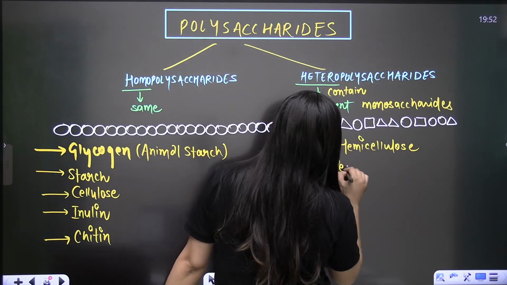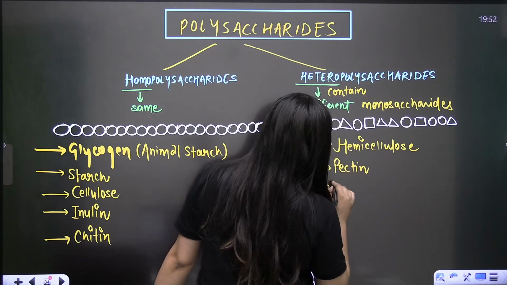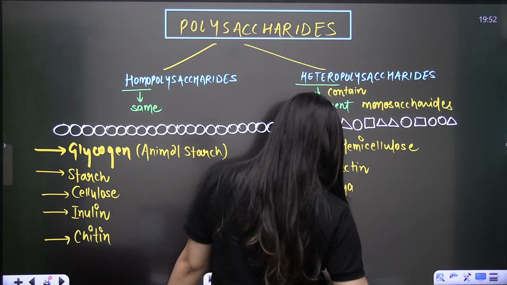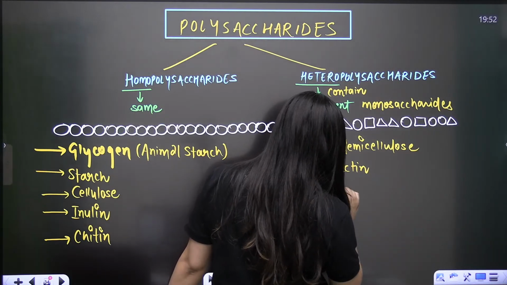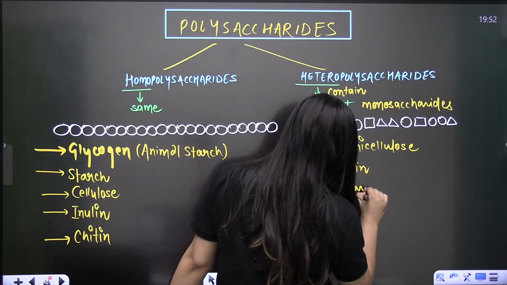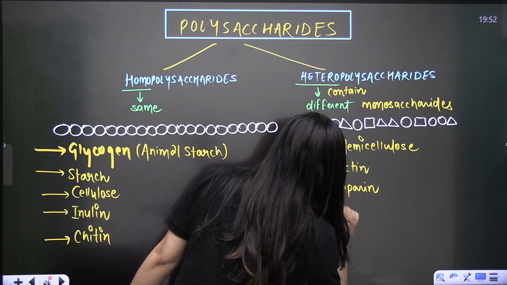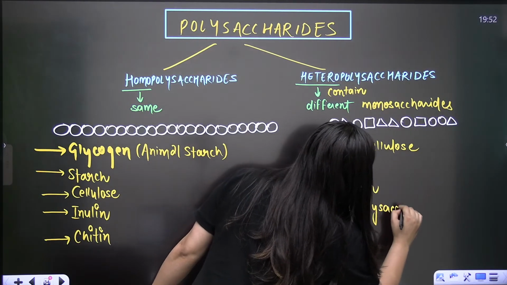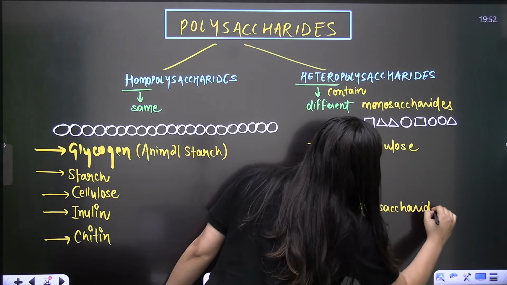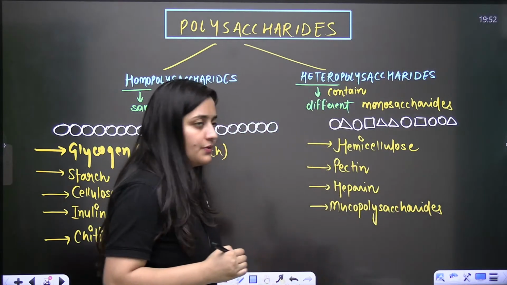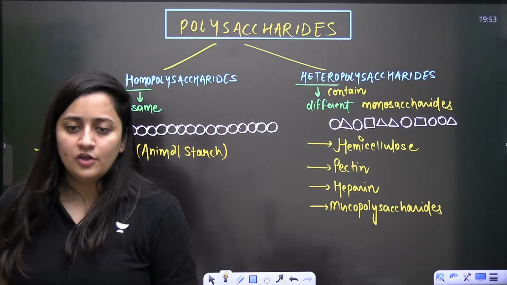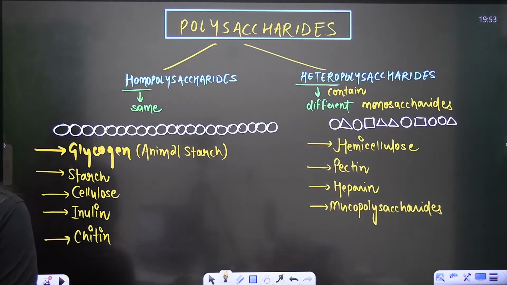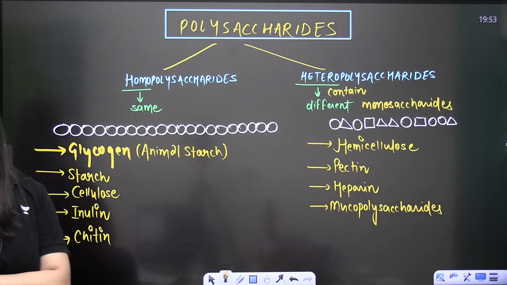The pectins, the hyaluronic acid, the heparin, the mucopolysaccharides. Mucopolysaccharides are also examples of heteropolysaccharides, right? Heparin, you know, is a natural anticoagulant. It is also an example there. Your hyaluronic acid is also an example.